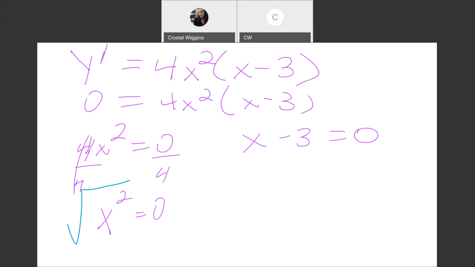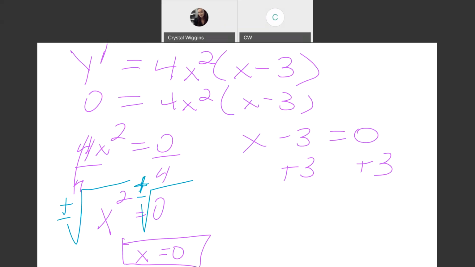Square root both sides. Technically, it does need the plus or minus, even though it has no effect on the result because the square root of 0 is just 0. So 0 is one of our critical values. The other one, we add 3 to both sides, and we get x equals 3 is our other one. So we have two critical values, 0 and 3. Let's put this on a number line.